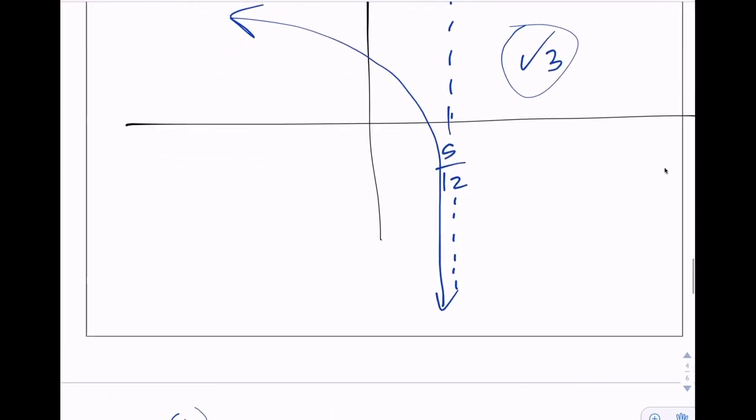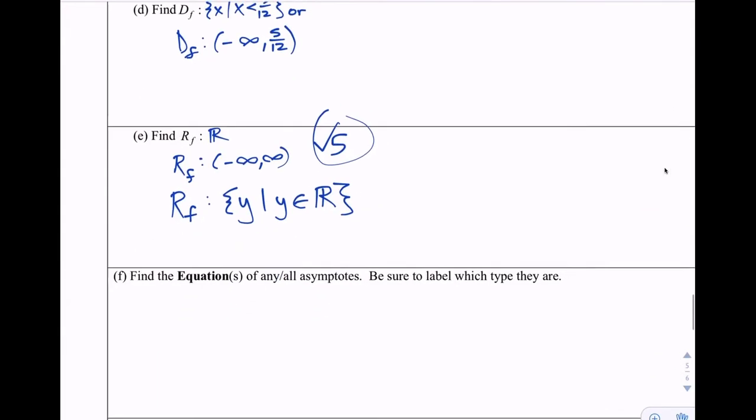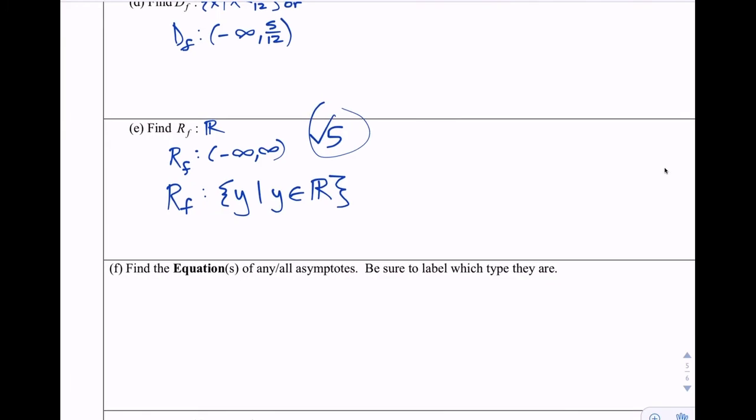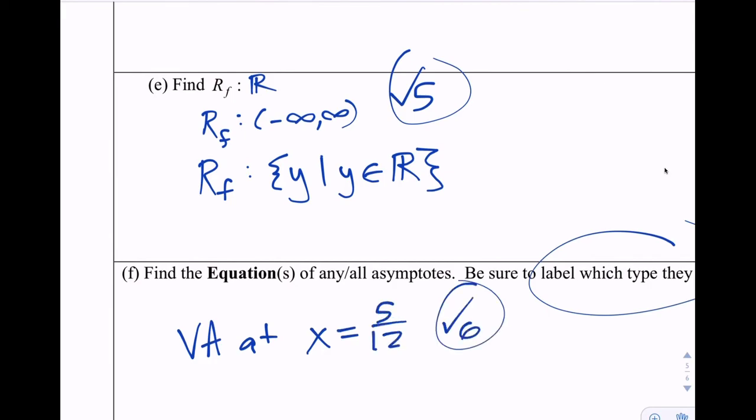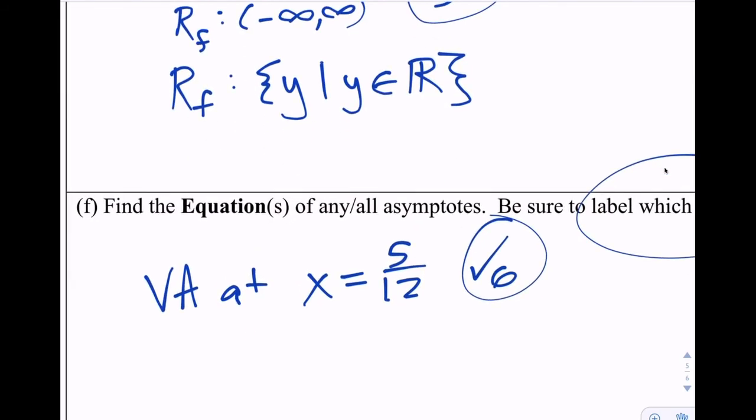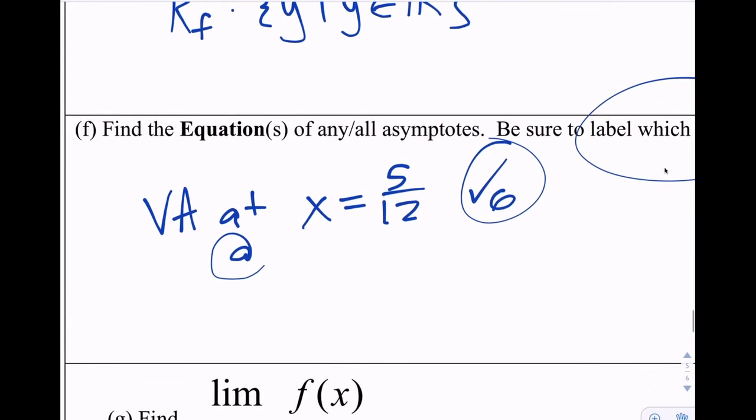All right, we have 5 minutes left on this pep rally schedule, so we will proceed. Find the equation of any and all asymptotes. Be sure to label which type they are. We have a what type? Vertical asymptote. So I would have accepted VA at x equals 5/12. That was the sixth check. I did allow you to use the at symbol. If you said horizontal asymptote, you're out. If you said vertical asymptote at y equals 5/12, oh, you're out. Because the vertical line is what? X equals.